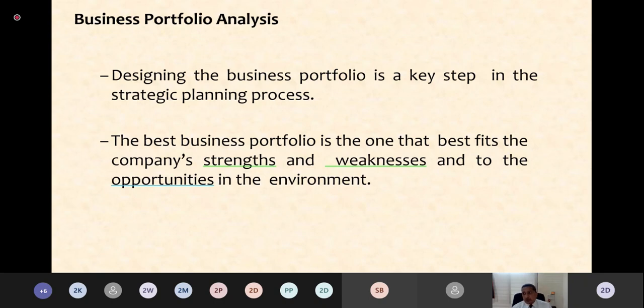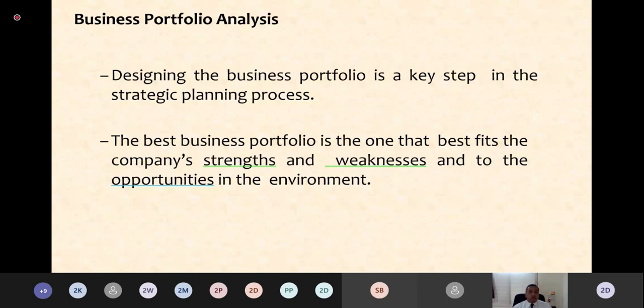So when we are formulating strategies for a company, we will have to analyze what different strategic business units we have, what product lines we have, what the investments in that portfolio are, and then how we plan different strategies for all these strategic business units, investments and product lines. What do we do with all this portfolio we have? That can be analyzed by doing business portfolio analysis.